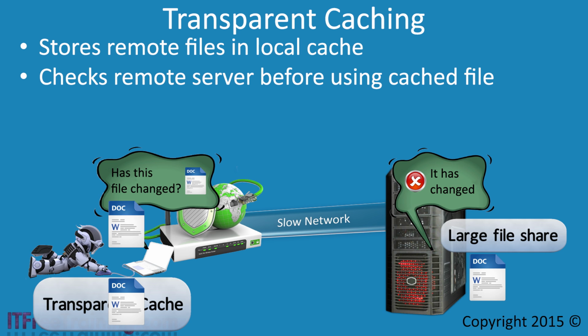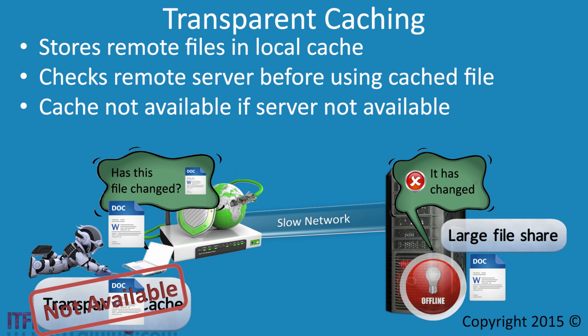So, what occurs if the server is not available? Either the server is down or the network is down. When this occurs, the transparent cache will not be available. With offline files, a file is available to the user when the server is not available. That is the idea. However, this is not the case with transparent files. You can see that transparent files can work with offline files to give the user a better experience, but is not a replacement for offline files.